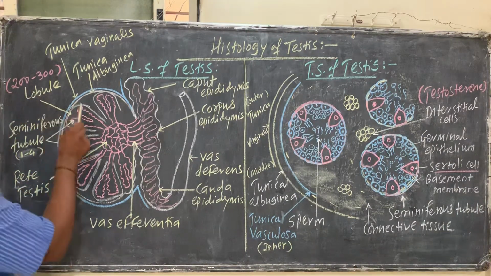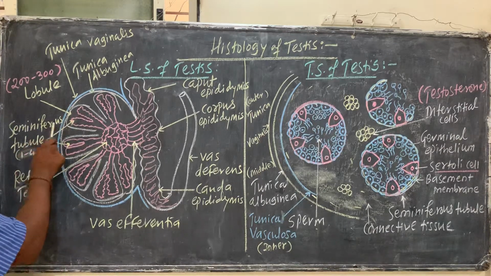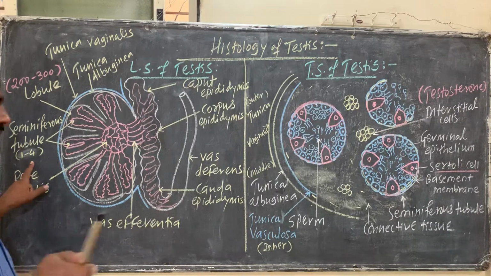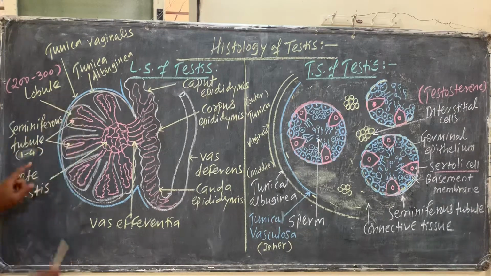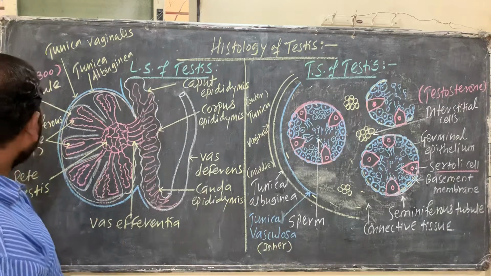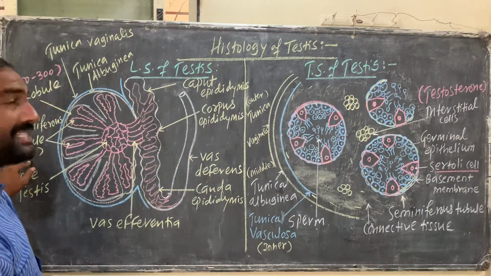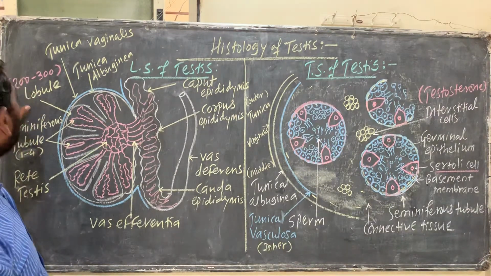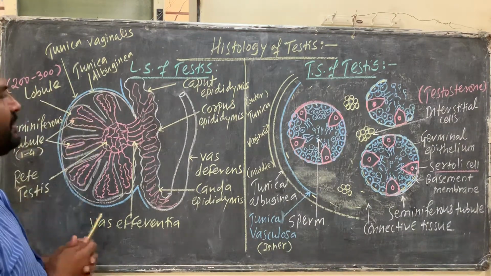Then in each lobule there is presence of a seminiferous tubule. And how many seminiferous tubules are present in each lobule? That one is 1 to 4. So 1 to 4 seminiferous tubules are present in each lobule. And how many lobules are present? 200 to 300 lobules are present.